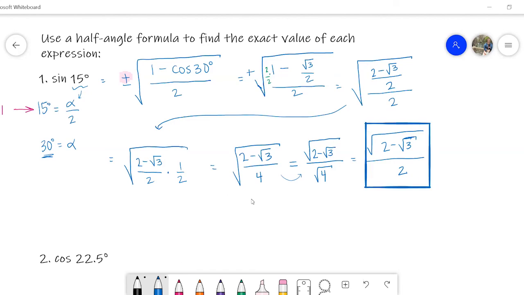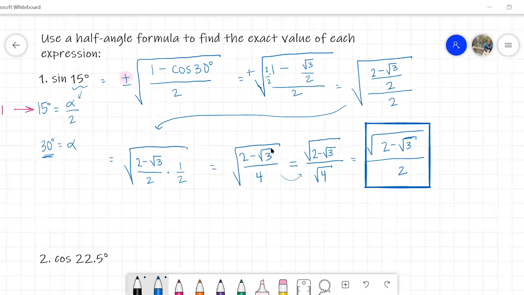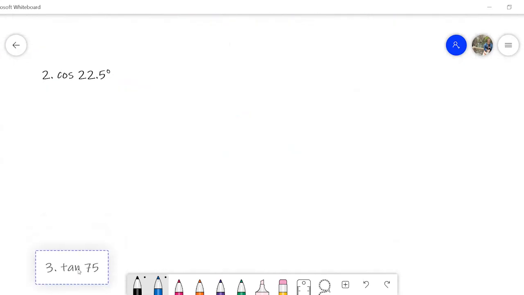It doesn't hurt to check it in a calculator if you want, but you don't really have to. Okay, so let's try the same thing with cosine down here. I might need some more space. But let's try the same thing with cosine. So again, we want to identify this right here is your angle, but this is alpha over 2, right? So we want to multiply this 22.5 times the 2 so that we have alpha is 45 degrees, right?